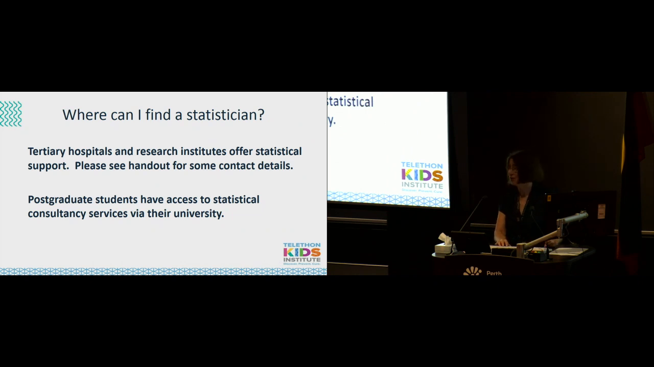Much harder to say where you can find a statistician nowadays. In the tertiary hospitals and the research institutes, often statistical support's offered. Frequently you don't pay for those services, but it's important to inquire when you contact them. There are some contact details on the handout, and I believe those are up to date. If you're a postgraduate student, usually there are consultancy services available via your university to support postgraduate research, but not necessarily if you're on a master's course where they are teaching units as opposed to doing a research project.